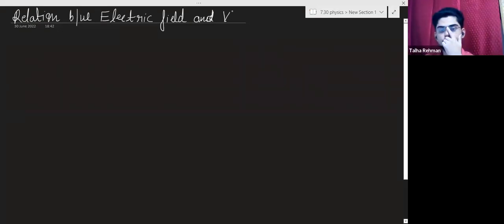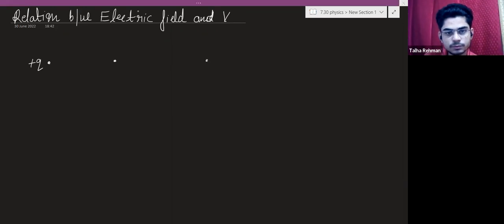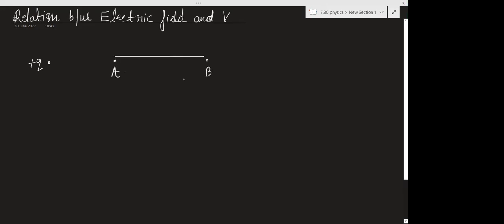Okay, this is potential. V is for potential. Suppose here is a positive charge at this point, and there is a point, and there is another point like this, and this is point A, this is point B.